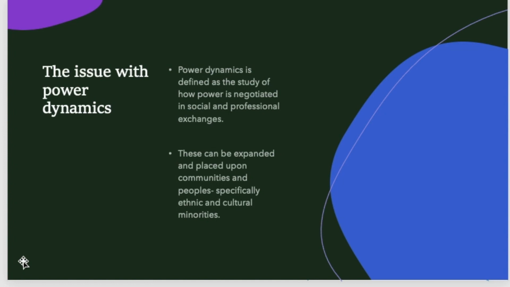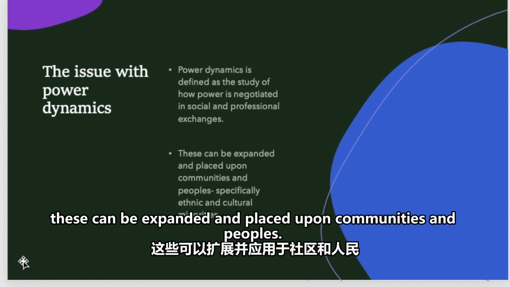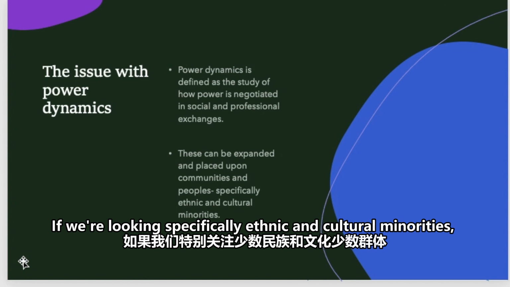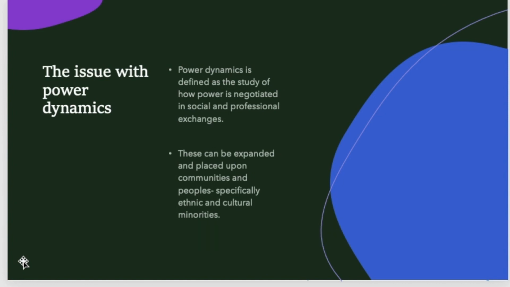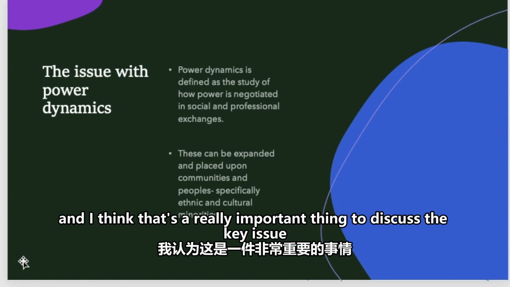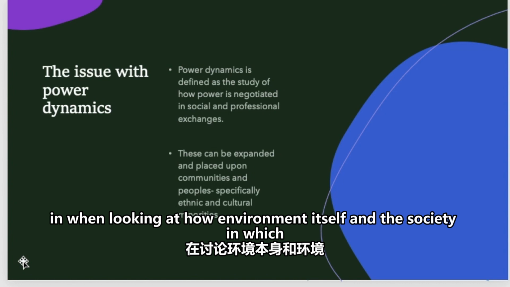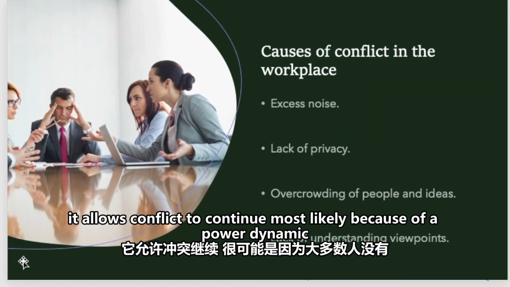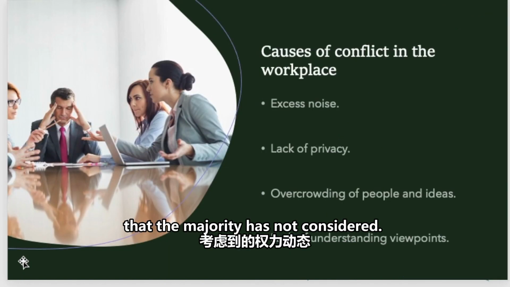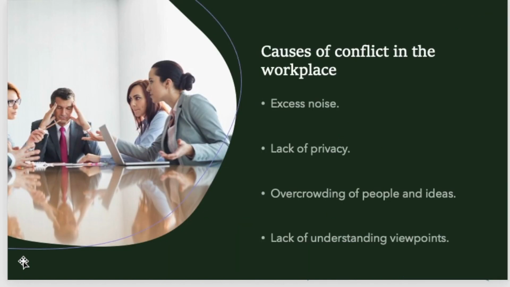Moreover, these can be expanded and placed upon communities and peoples. If we're looking specifically at ethnic and cultural minorities, there's clear power dynamics within a society if you are a minority group. And I think that's a really, really important thing to discuss and a key issue when looking at how the environment itself and the society in which that environment exists allows conflict to continue, most likely because of a power dynamic that the majority has not considered.